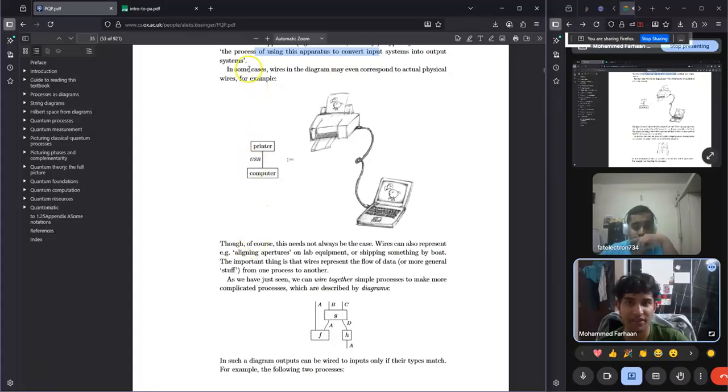So, in some cases, wires in the diagram may even correspond to actual physical wires.